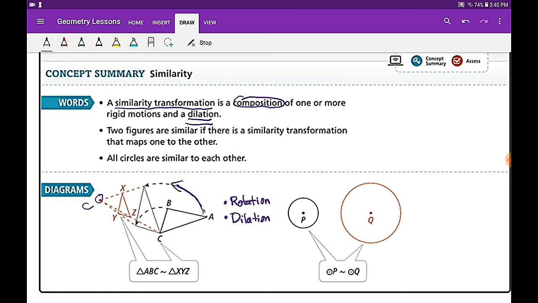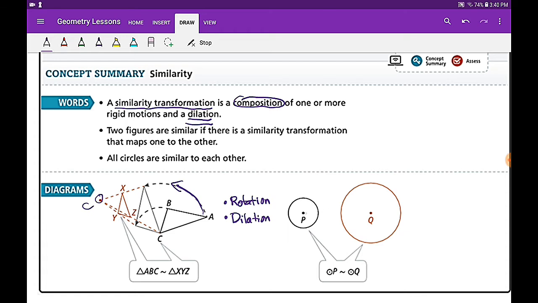Let's look at the circle. Believe it or not, you should be able to prove that all circles are similar. Now, guess what? What transformations do we need to use in order to show that circle P is similar to circle Q? All right, now let's see. Because this is so hard. It's going to be okay. Let me diagram it for you.